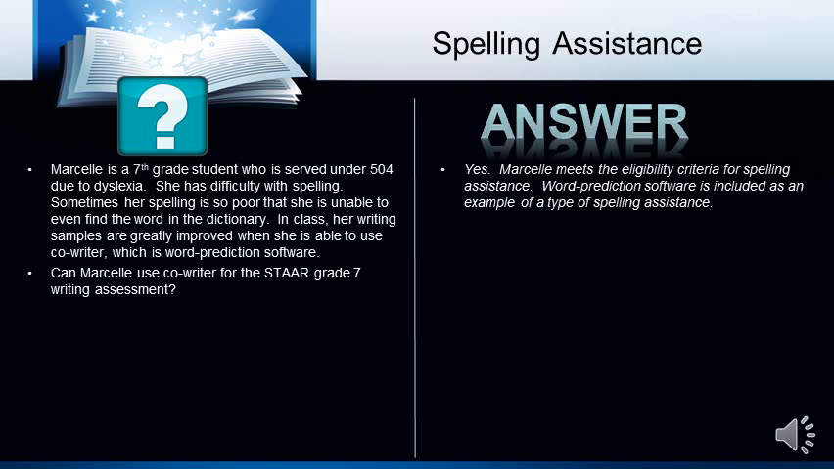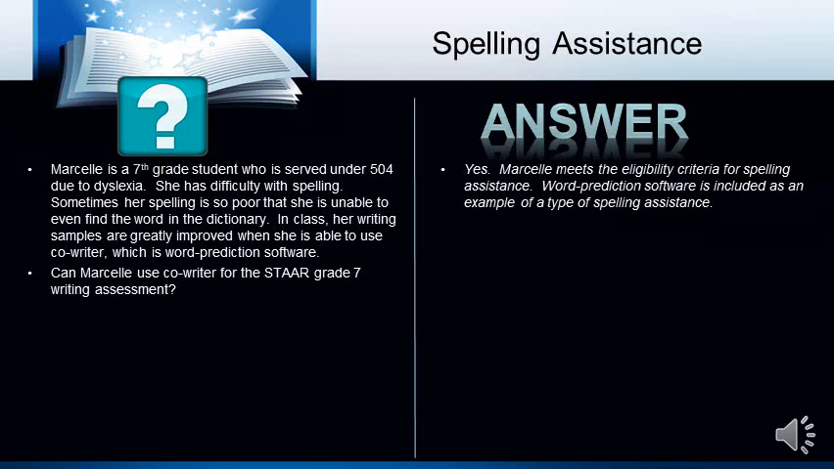Marcelle is a 7th grade student who is served under 504 because of dyslexia. She has difficulty with spelling. Sometimes her spelling is so poor that she is unable to even find the word in the dictionary. In class, her writing samples are greatly improved when she is able to use Co-Writer, which is word prediction software.